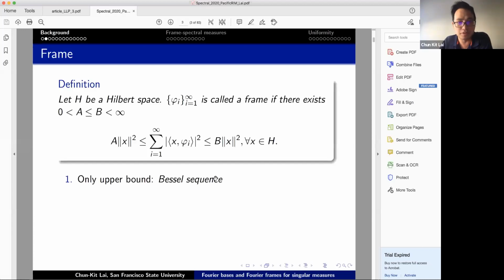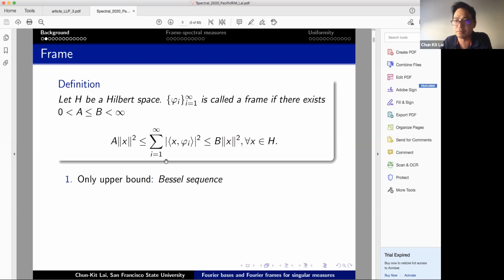We'll start with an abstract setting on a Hilbert space. If we have a collection of vectors in the Hilbert space, I call it a frame if I can find absolute constants A and B so that you have a generalized Parseval identity. That means you turn the identity into an equivalence.